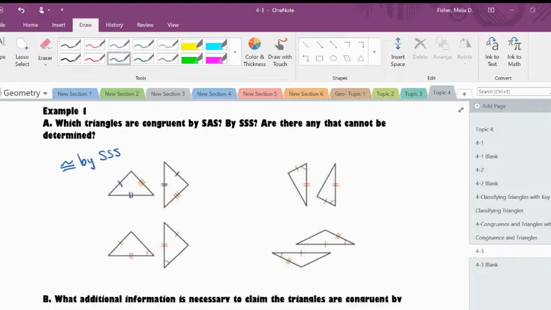This set, we have a side, then an angle, then a side, with a side, an angle, and a side. So this is congruent by side, angle, side.